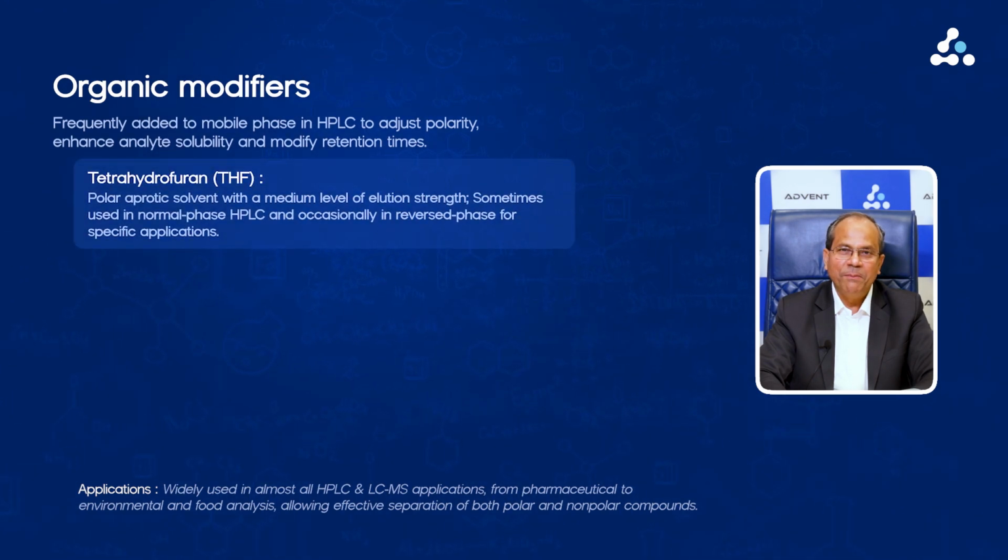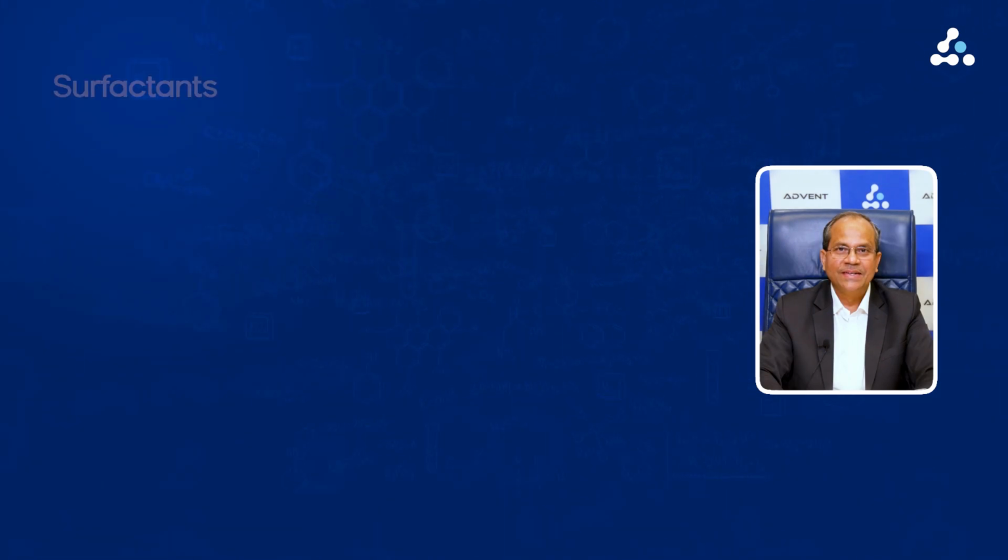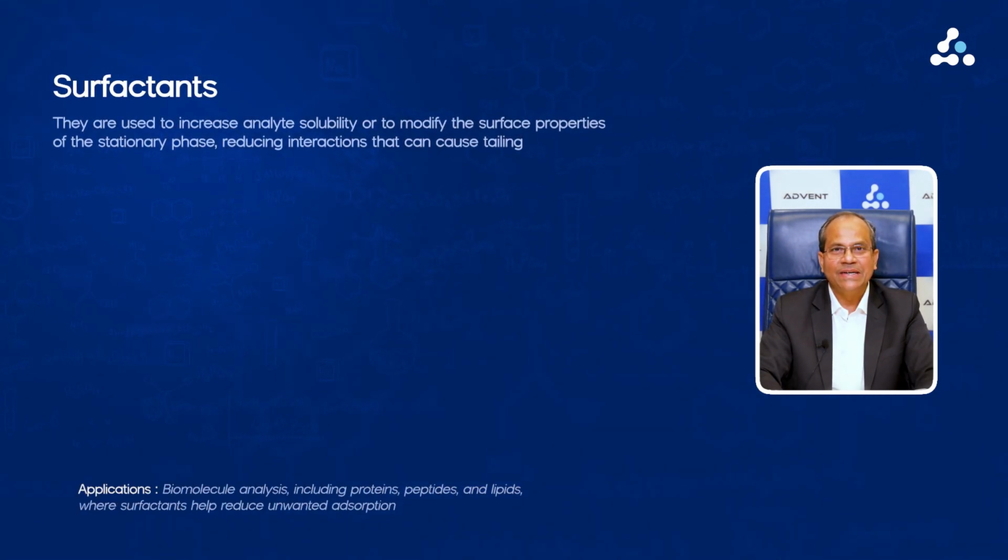Besides, there are a number of HPLC grade solvents which are widely used in almost all HPLC and LCMS applications, starting from pharmaceutical to environmental and food analysis, allowing effective separation of both polar and non-polar compounds. Surfactants, on the other hand, are used to increase the analyte solubility or to modify the surface properties of stationary phase, thereby reducing the interactions that can cause tailing.